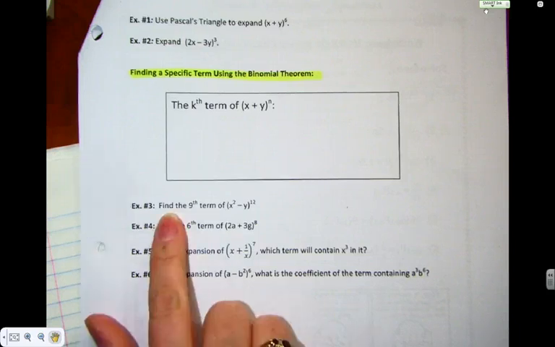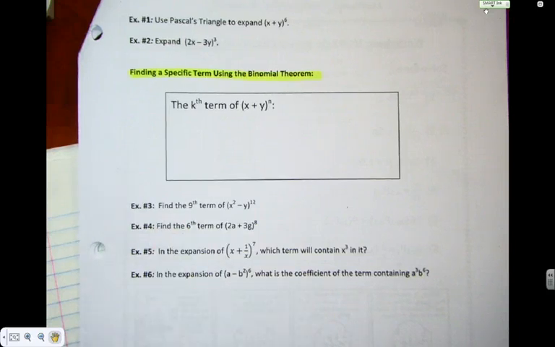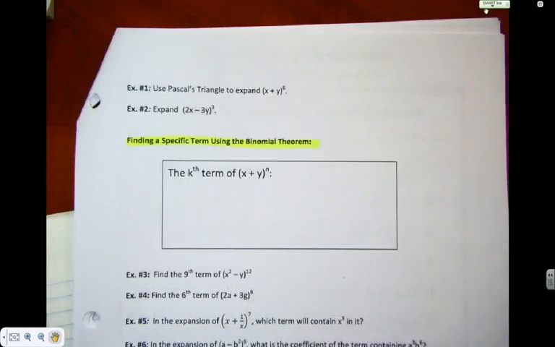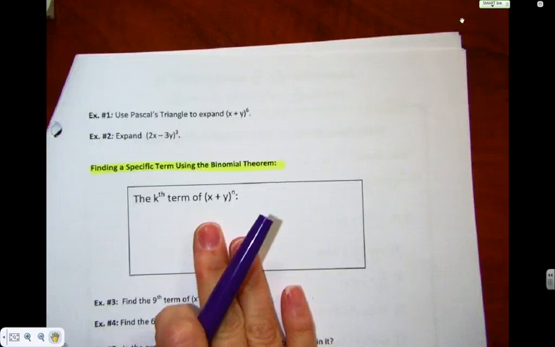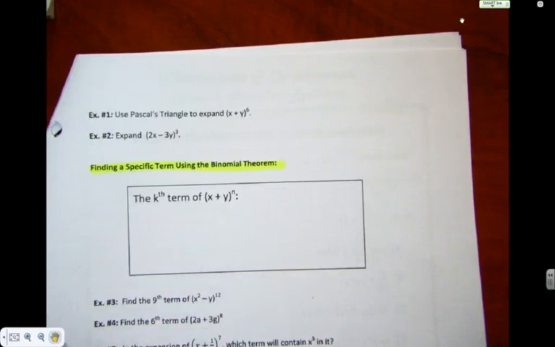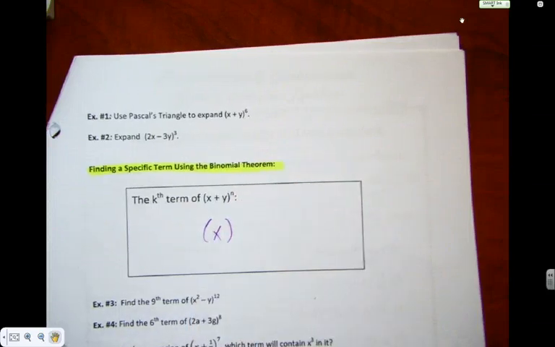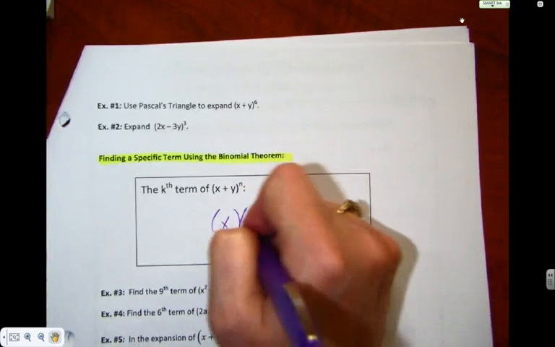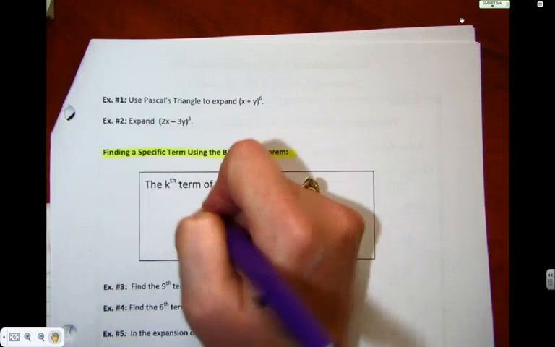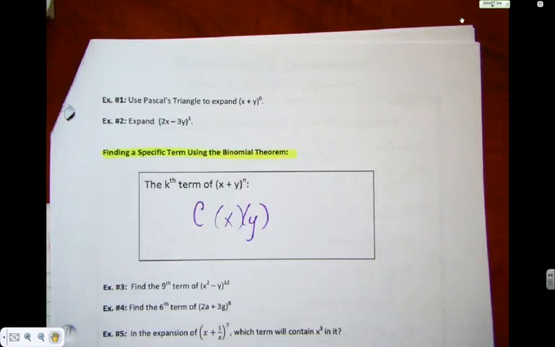So example number 3 just says find the 9th term of x squared minus y to the 12th. And again, the point is not to write out every single term and then circle the 9th. There's got to be a faster way. So we're just going to look at the patterns that we looked at yesterday. If we look at the kth, which sounds ridiculous, the kth term of x plus y to the n, we know it has to have x to the something. We know it has to have y to the something. And we know it has a combination. Okay, so I'm just setting up those 3 pieces we talked about yesterday.